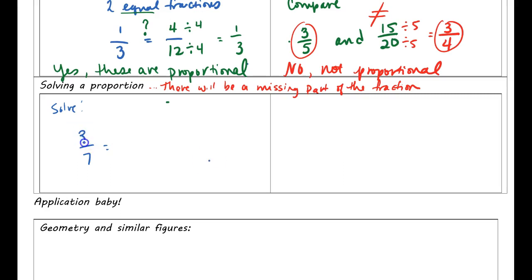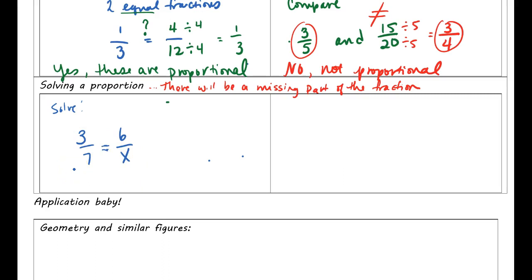Okay, 3 over 7 is equal to, I don't know, something like 6 over x, something like that, okay? So the goal would be you have a fraction equaling a fraction, and they're telling you right off the bat, yes, these are equal. You're supposed to find the missing number down here that would make these equal.